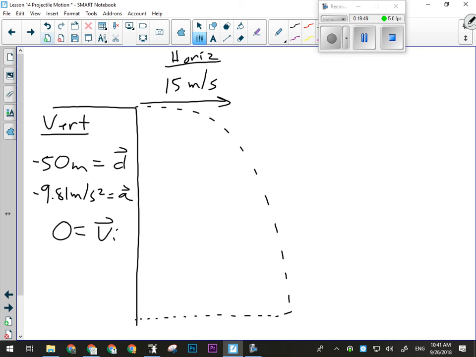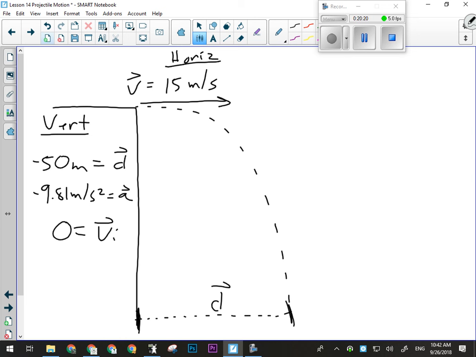Horizontally, I only know one thing, and that is that the object is going to travel at a constant velocity of 15 meters per second. I'm trying to find this, which is essentially how far it travels horizontally. Agreed? So like the boat questions then, if I'm going to find this, I need to know what? I need to know time.